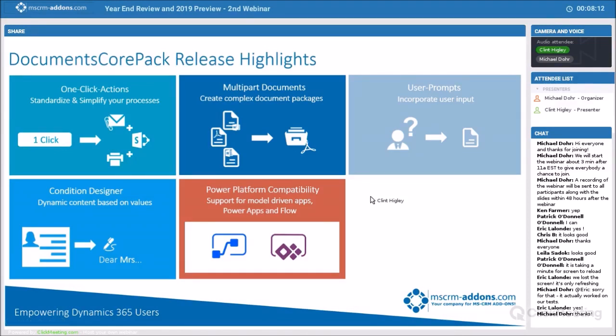Another thing is the Power Platform capability. It's got support for model-driven apps, Power Apps, and Flow. I'm sure a lot of you are either close to upgrading to version 9 or have already upgraded to version 9. These are things contained in version 9 that you're going to be using in the future, especially Flow and the Power Apps. Our Documents Core Pack piece integrates pretty seamlessly into that. There are some improvements that we're going to be making, but you can actually do that now.